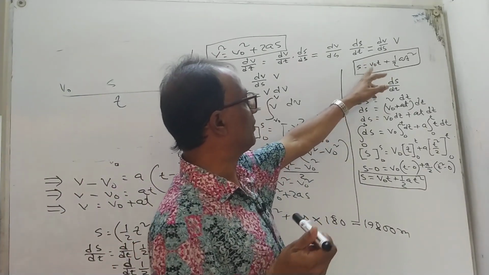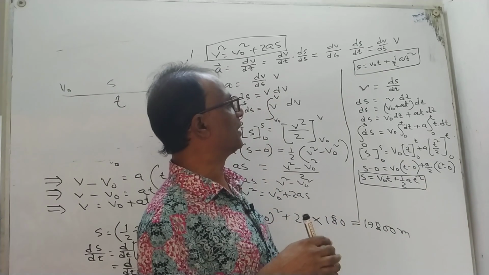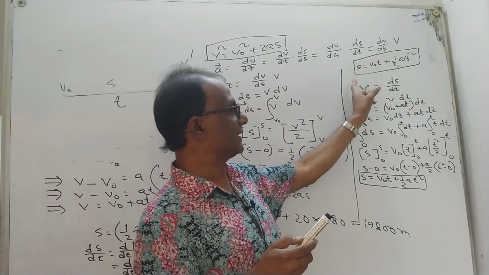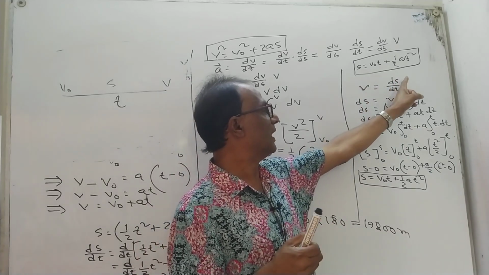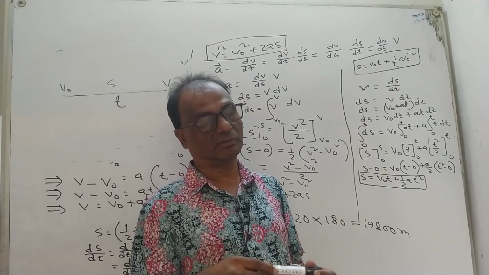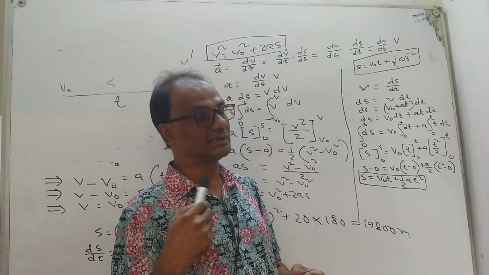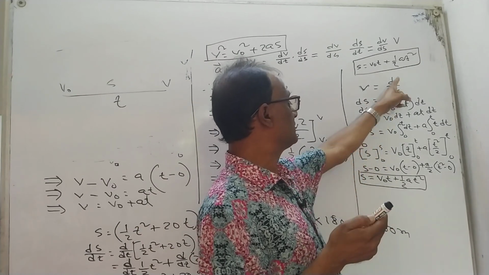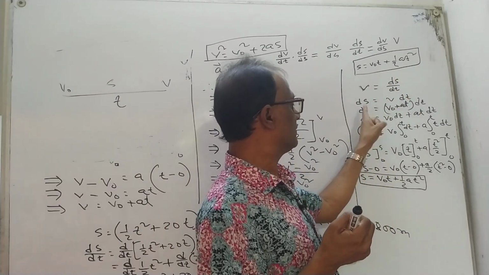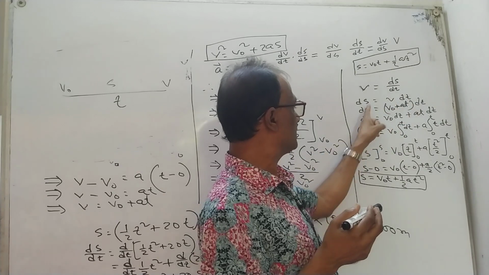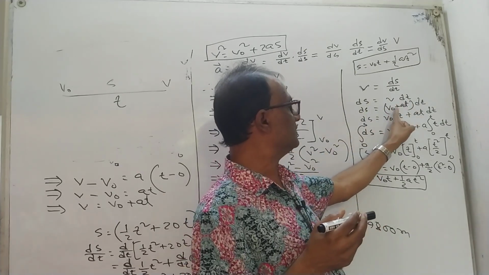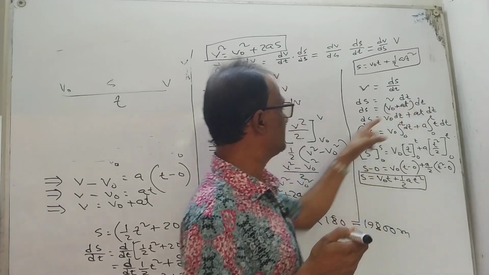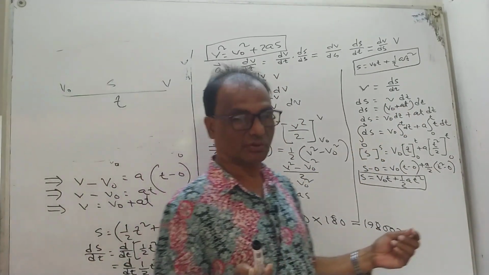Again, we are going to evaluate s equal to v naught t plus half a t square. Again, v equal to ds by dt. We know the velocity is the rate of change of displacement. By cross multiplication we will have this, and putting v equal to v naught plus a t, that is our first equation of motion.